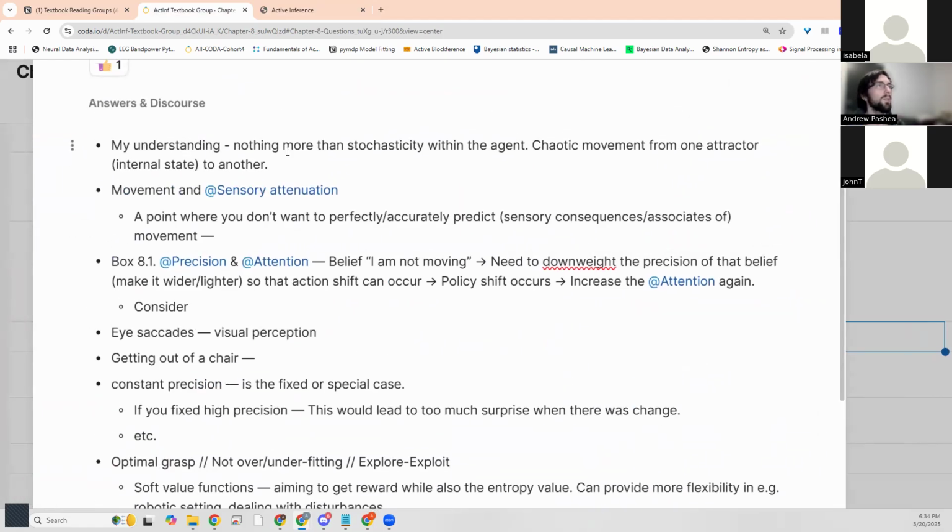My understanding, nothing more than stochasticity within the agent, chaotic movement from one attractor or internal state to another, movement and sensory attenuation, a point where you don't want to perfectly or accurately predict sensory consequences or associates of movement. Box 8.1, belief, I am not moving. Need to downweight the precision of that belief, make it wider or lighter so that action shift can occur. Policy shift occurs. Increase the attention again. Wow. We're somewhere between a sentence and a set of short causal predicates here.